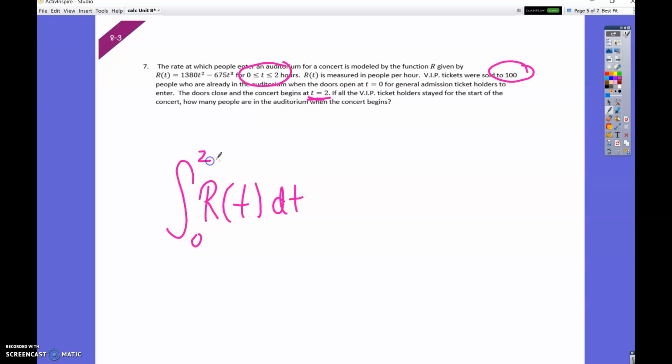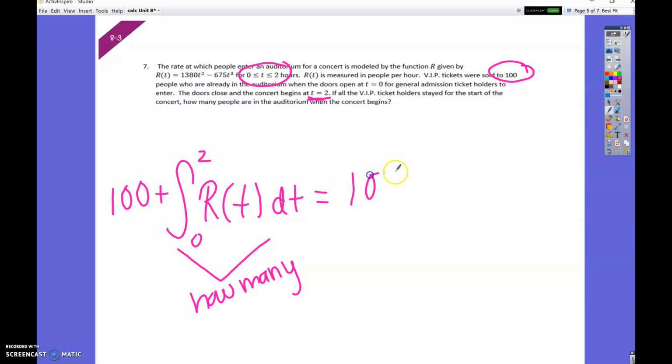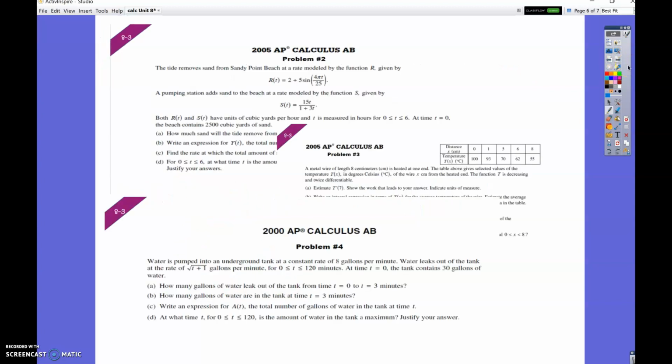So we'll integrate from 0 to 2, but we have to remember that 100 people are in the building, plus how many people will enter from the time 0 to 2, and that will give us our final answer. You would want to use a calculator for this one, and if you did, you would find the total number of people to be 1,080. Try that on your calculator so you can check your math. This will definitely be a very likely AP test problem. I encourage you to try these AP problems at the back of your packet.